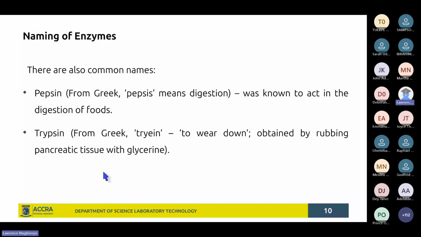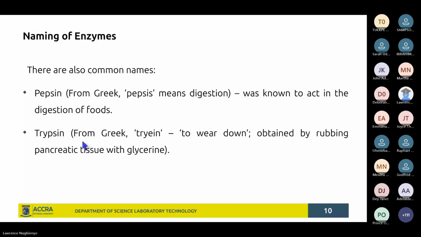For instance, the enzyme pepsin, a common enzyme found in the digestion and breakdown of proteins. As we looked at in the history, it was one of the first enzymes that were isolated. Pepsin just comes from the Greek word pepsis, which means digestion, because it was first attributed to the digestion of foods, and so the name pepsin was given to it. It doesn't follow any of the naming systems that we talked about earlier.